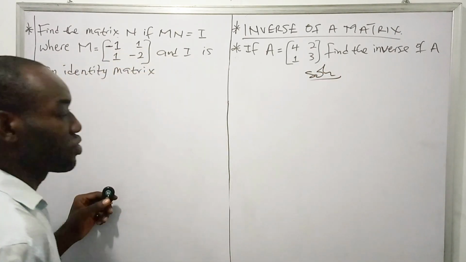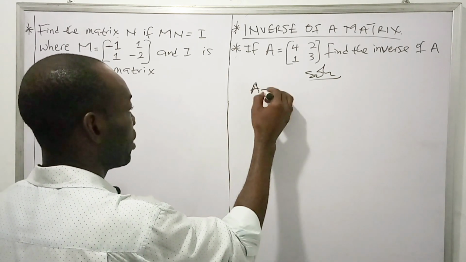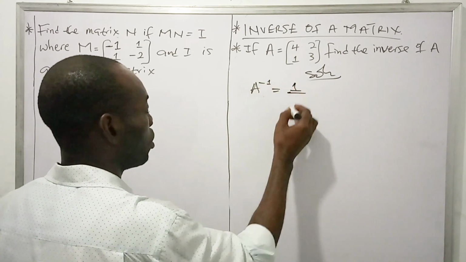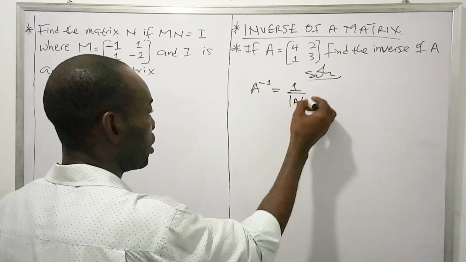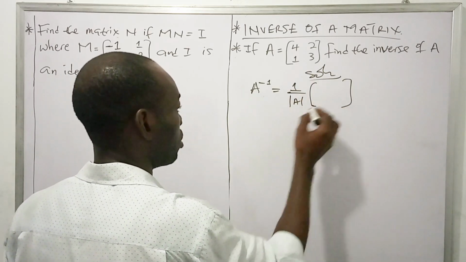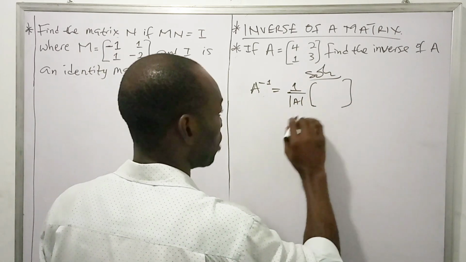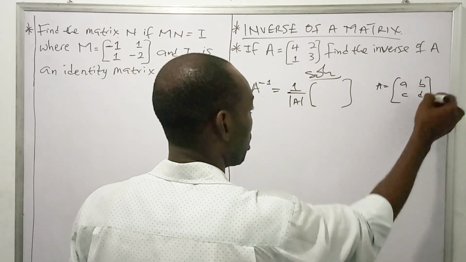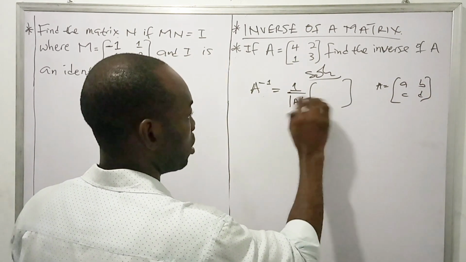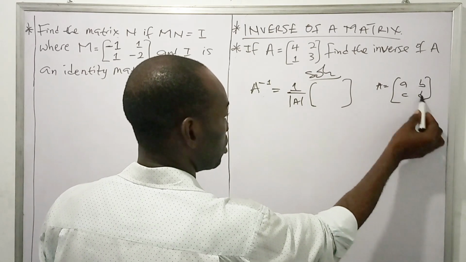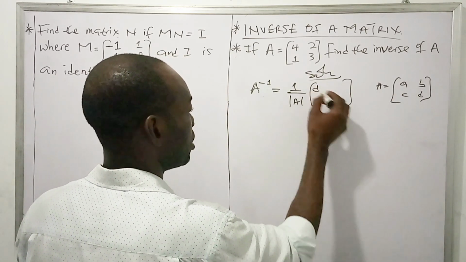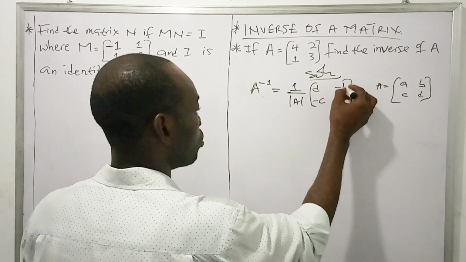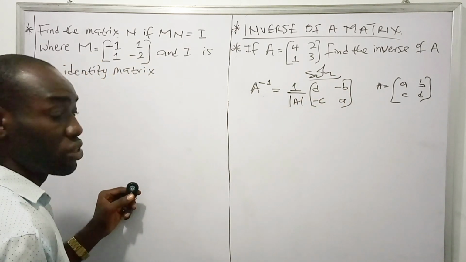Now, how do we find the inverse of a matrix? The inverse of a matrix, denoted as A raised to the power minus 1, is 1 over the determinant of A. Let's assume A is the matrix with entries A, B, C, D. Then the inverse becomes: we switch places of A and D, and for B and C, we attach a negative sign to both of them. That's how we resolve the inverse of a matrix.